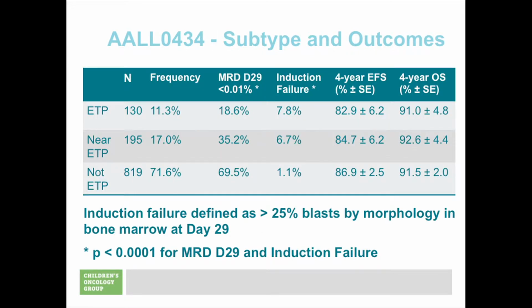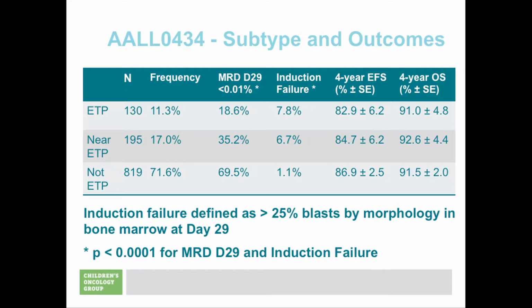What we were able to demonstrate is that the frequency of ETP in this very large cohort was similar to what Dario had described in the original St. Jude's cohort, being around 11 to 12%. The near ETP subset is actually slightly larger than that. This is a novel finding that hadn't been reported to date, and those that had other subtypes form the majority of TALL. We were able to show that patients with ETP, similar to what Dario had shown, have a relatively high incidence of MRD present at day 29 after the end of induction therapy. Here we're reporting that as the number of patients that were MRD negative, which is relatively rare.